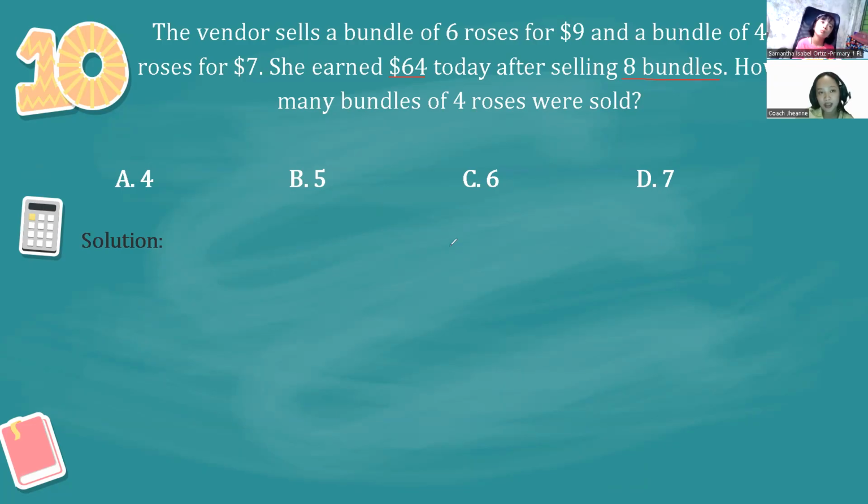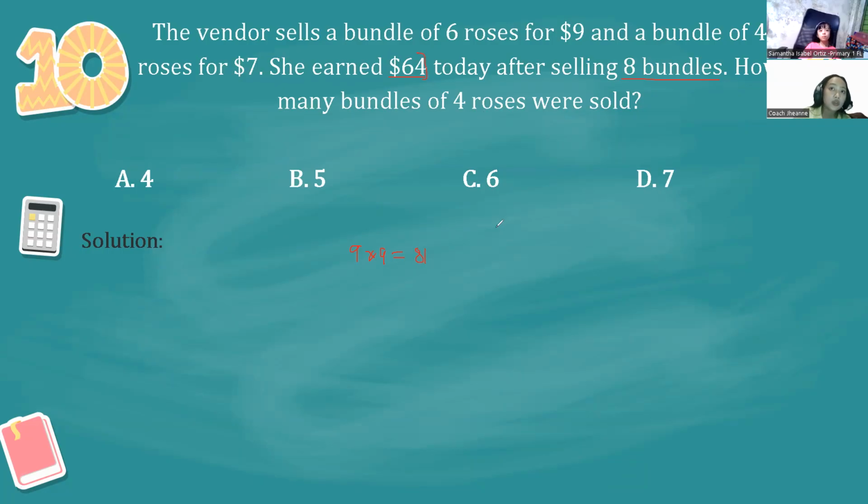Now we have to assume, that is trial and error, okay? So first, we assume we have 8 bundles of all 6 roses. Now we have 9 times 9. That is 81. So $81 is not the amount that we wanted. It is exceedingly higher than the amount we wanted, 64. This is more than.